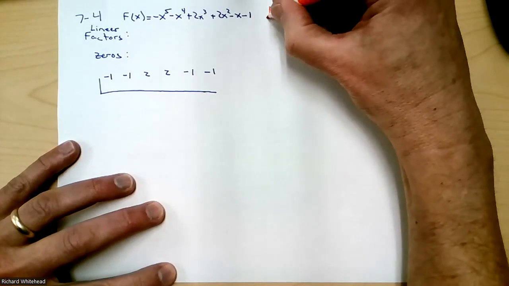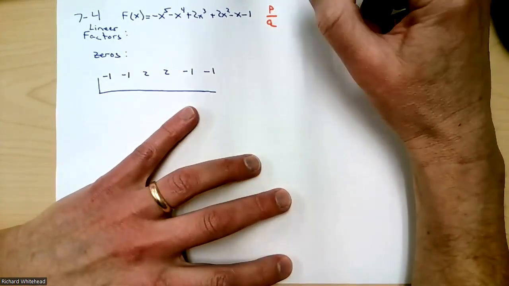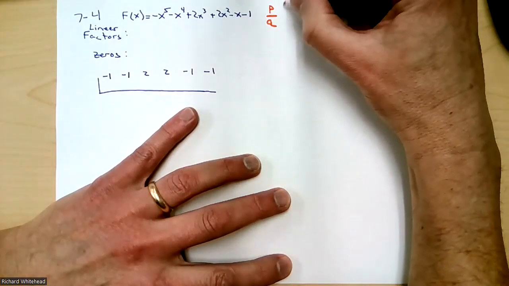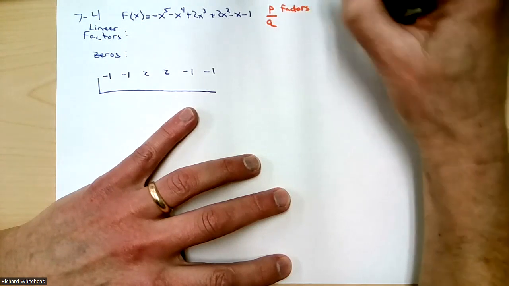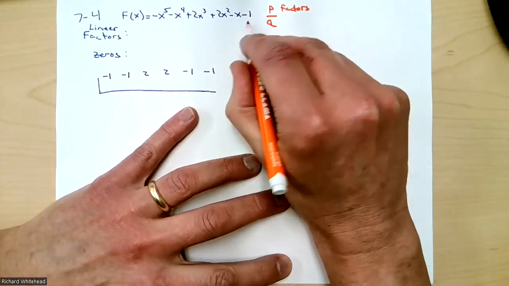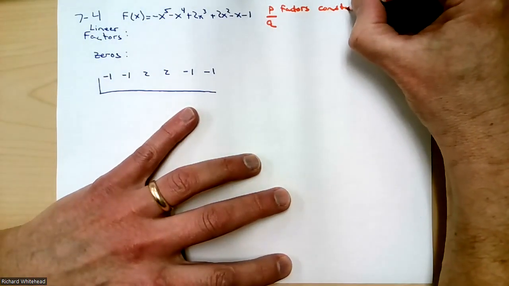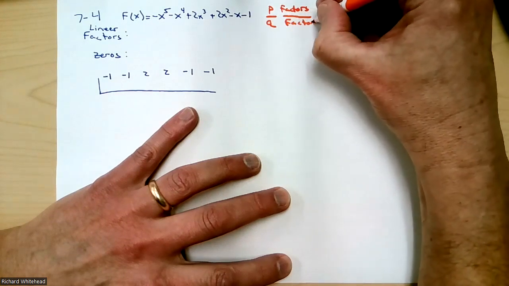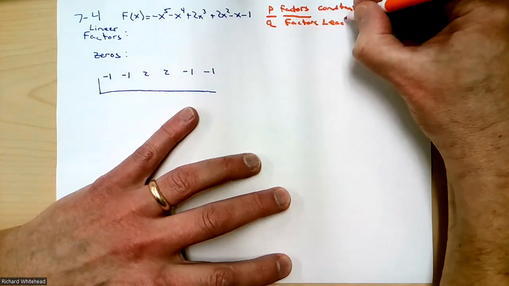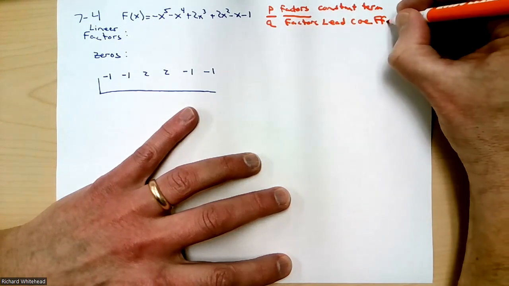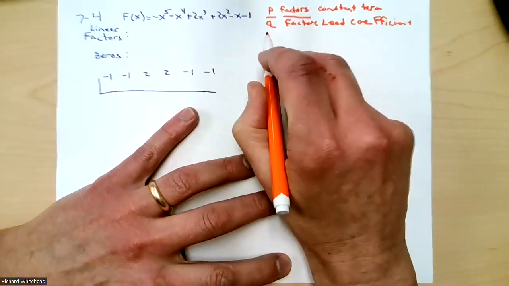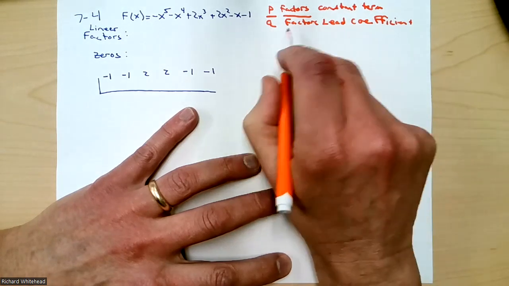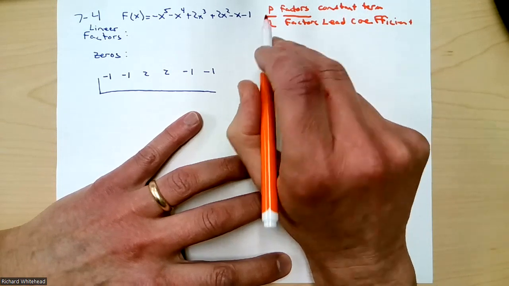So we're going to do that good old P over Q that we used to do back in Algebra 2, where P are the factors of the constant term and Q are the factors of the lead coefficient. So you'd say, okay, these are my possible rational zeros, my possible rational roots. So I have to do P over Q.